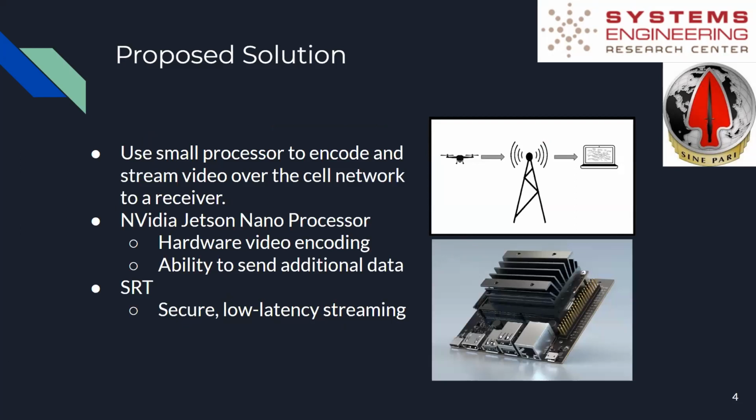Our proposed solution to this project involved using a small processor to encode and stream video over the cell network to a receiver. For this, we chose the NVIDIA Jetson Nano as our processor because it has hardware video encoding capabilities, as well as the ability to send additional data with that video feed. And we decided to stream over the SRT protocol, which allows for secure low latency streaming.